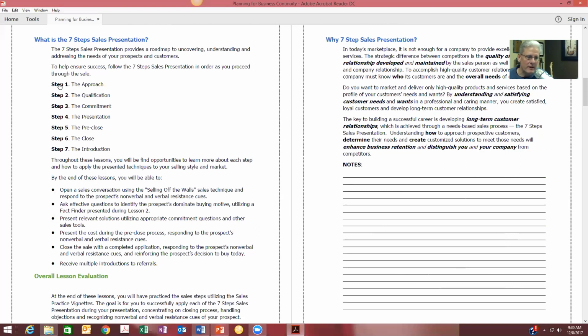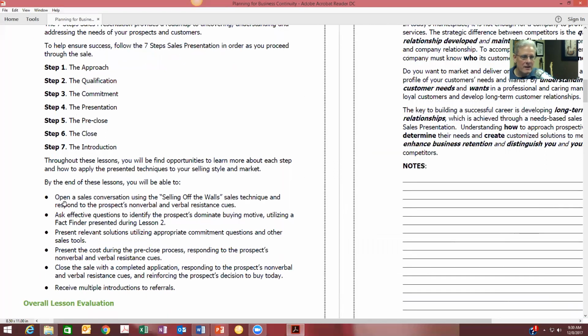So let's scroll down here a little bit. Here's what you're going to get from it. When you get done with these lessons, you're going to be able to open a sales conversation by selling off the wall. And you can sell off the wall whether you're in someone's home, in someone's business. You can sell off the wall, as I have done today. You can sell off the wall whether you're selling online, social media, on the telephone.